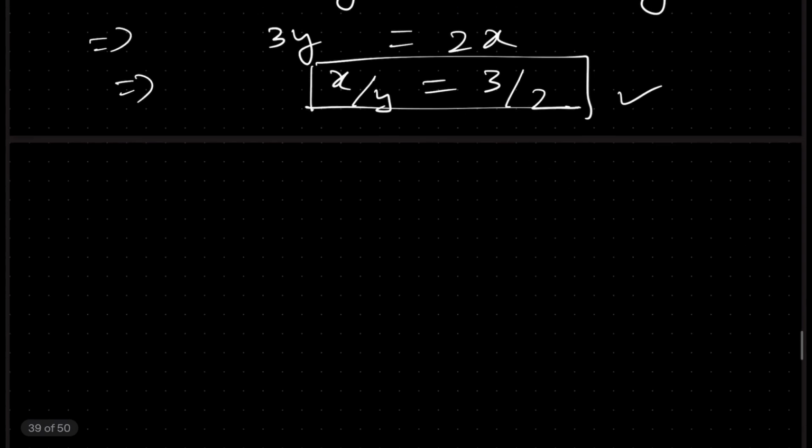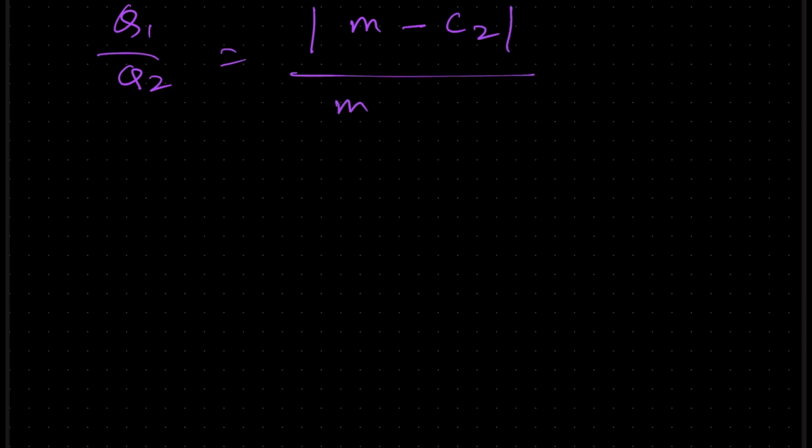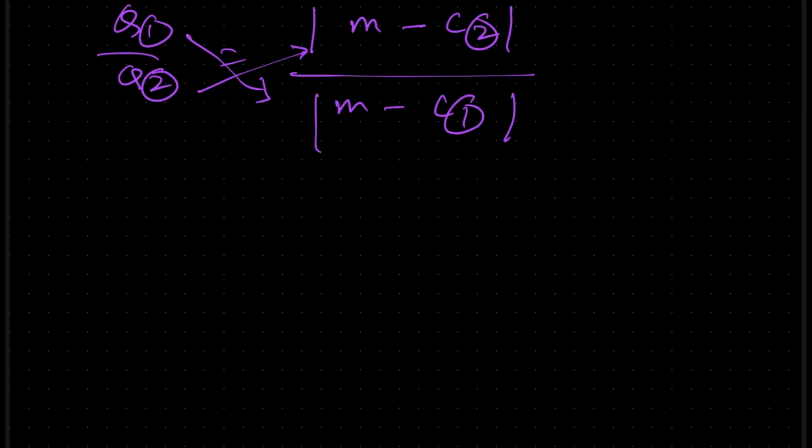So you can also use the formula that I was saying you to use above. So Q1 by Q2, the formula was m minus C2 by m minus C1. So here 2 and 2 are on the opposite side. You have to keep that in mind. Similarly 1 and 1 are on the opposite side. Okay, so let's put the values.